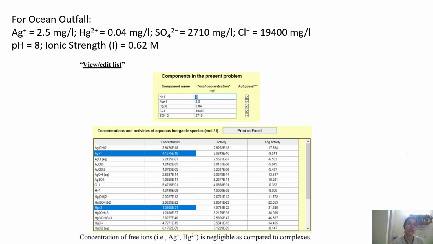So for ocean outfall, we have Ag values, Hg values, sulfate and chloride. We have pH, ionic strength, everything, so that is what we are putting here. Then we will see that the concentration of free ions is negligible as compared to complexes. As we can see, when we are comparing it with the complexes, the free concentration is negligible.